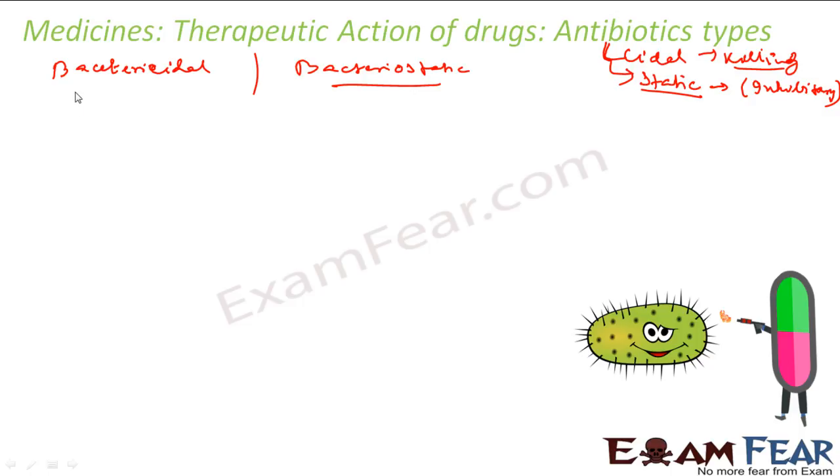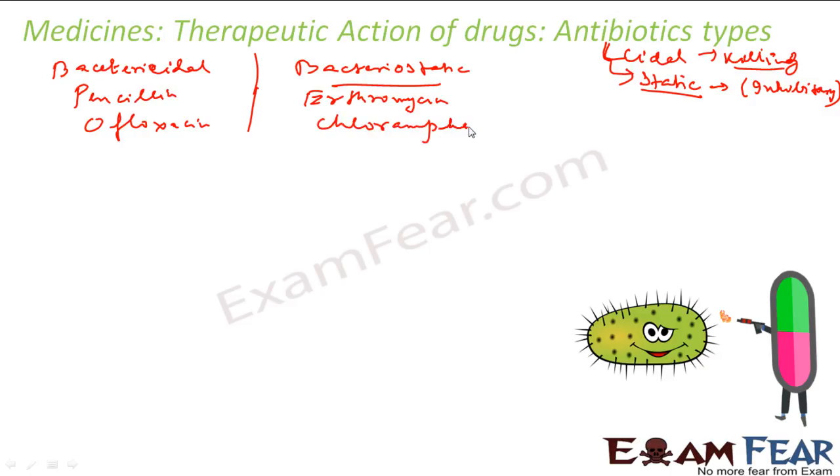An example of a bactericidal drug is penicillin or ofloxacin. For bacteriostatic we have erythromycin, or you can have this compound chloramphenicol. There are so many other drugs in the market which are bactericidal or bacteriostatic. This is just to tell you that cidal is the one which has a killing effect, the one which kills the bacteria, bactericidal drugs, and the one which asks bacteria to stop what it is doing is a bacteriostatic drug.